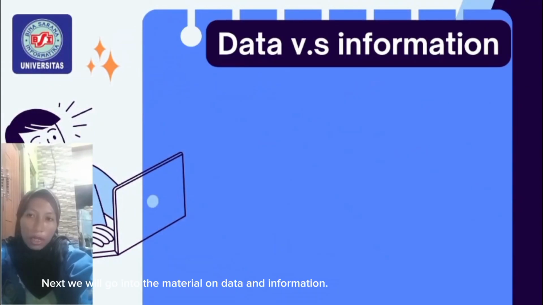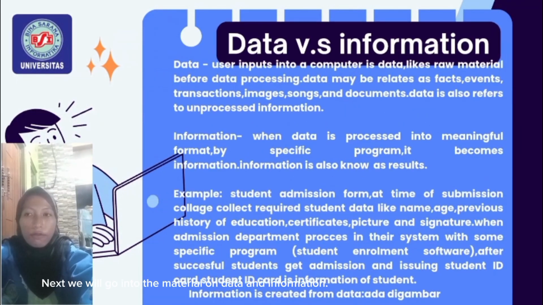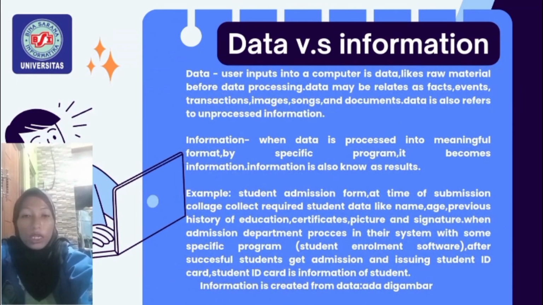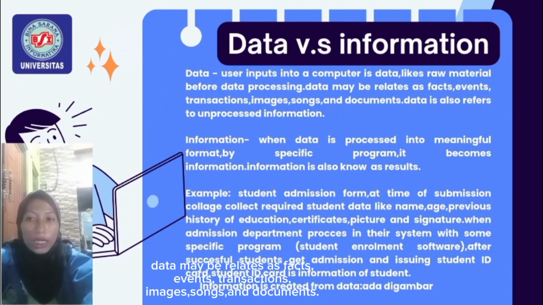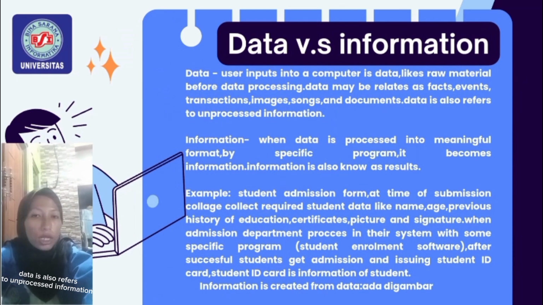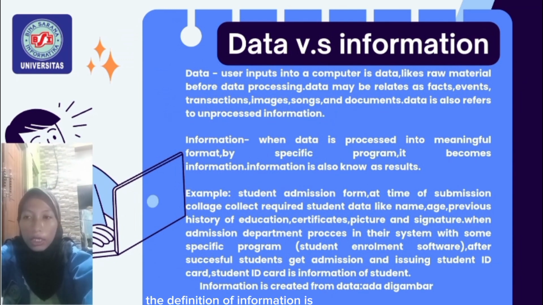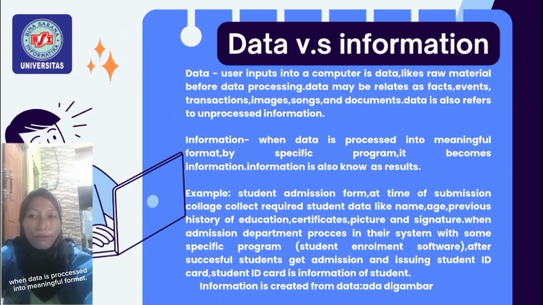We will go into the material on data and information. The definition of data is user input to a computer, like raw material before data processing. Data may relate to a transaction, image, song, or document. Data also refers to information in process. The definition of information is when data is processed into a meaningful format by a specific program, it becomes information. Information is also the result.